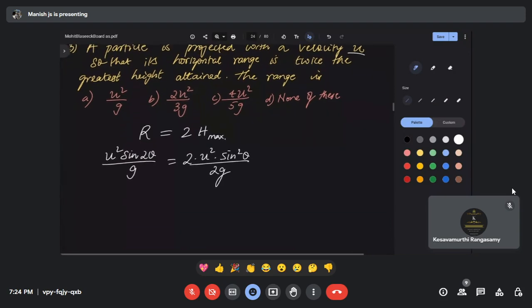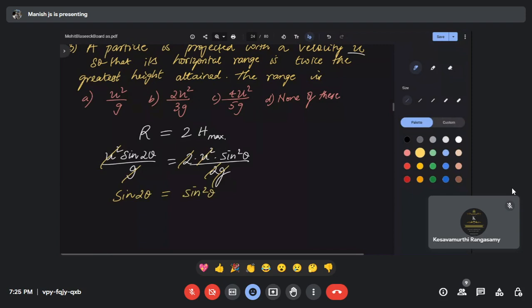So here you go for a simplification. What are the terms that are getting cancelled? g is getting cancelled. And here the 2 is getting cancelled, right? U square also is getting cancelled, in fact. So what are you left with? We can say sin 2 theta is equal to sin square theta. That is the relation we are getting.